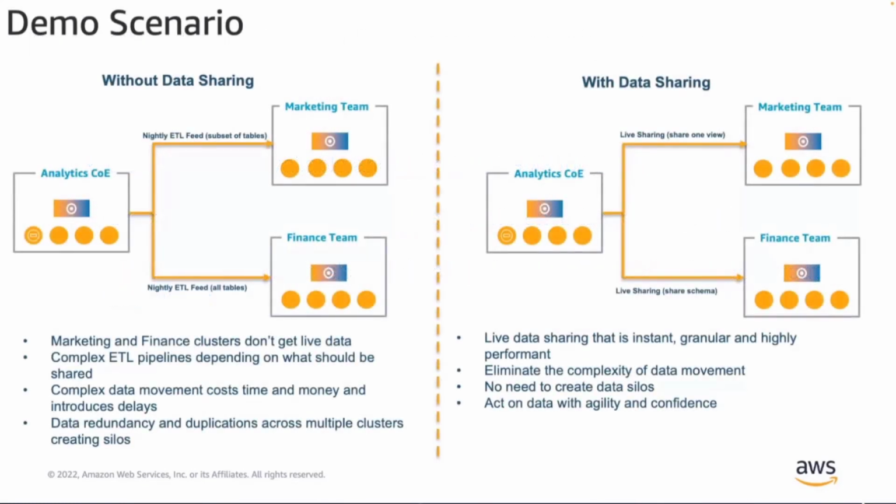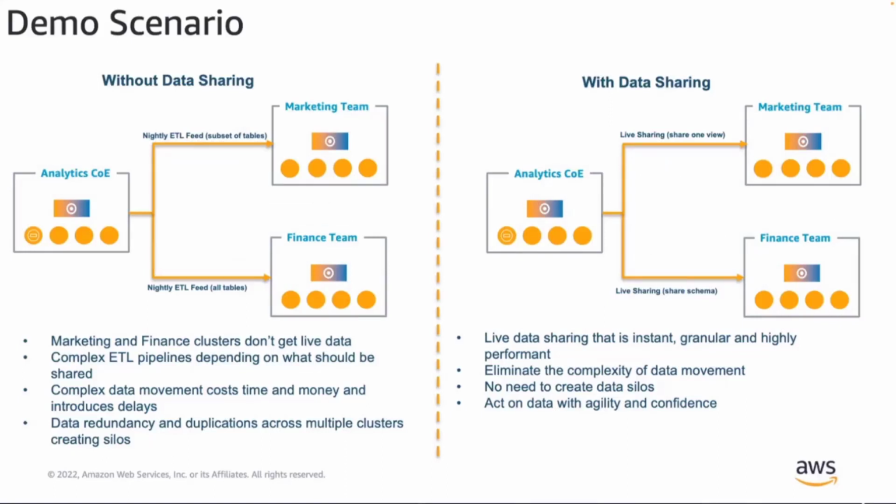All right. So now let's quickly go through the demo scenario that we'll be doing the demo for. Our company has a central analytics center of excellence team. This team is responsible for ingesting all the data from different sources, transforming them as needed, and storing them in a central location. Then, depending on the needs of the different teams, the analytics center of excellence makes the data available to the different teams. Also note, not every team needs access to all the data. In our use case, we have the finance team and the marketing team. The finance team needs access to all the tables, but the marketing team only needs access to a subset of the tables.